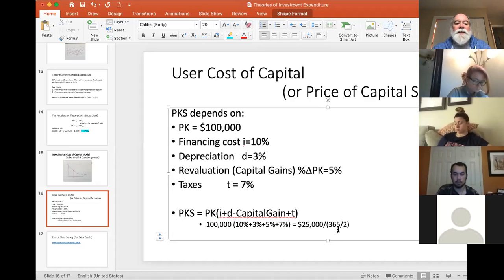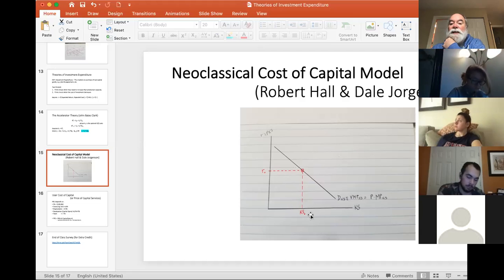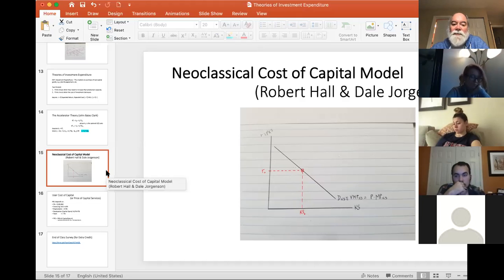Okay, now to go back to this graph, now that we know what the rental is, that tells us how many capital services we want to buy. And then the punchline, there's two punchlines here. One is most companies buy the truck and use it themselves. And so the price of capital services would be just what we figured out a minute ago.